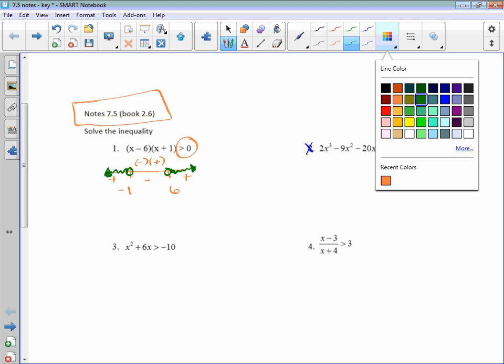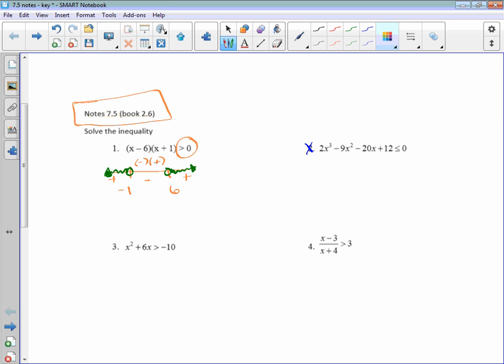So, how do I write my actual answer? Interval notation, how do I write my answer? Start on the left and go to the right: -infinity to -1, and then 6 to infinity. Yes? No? Yes?